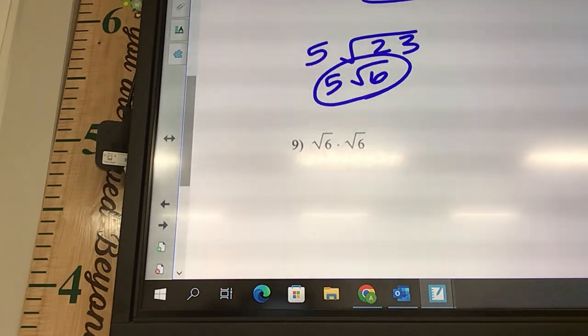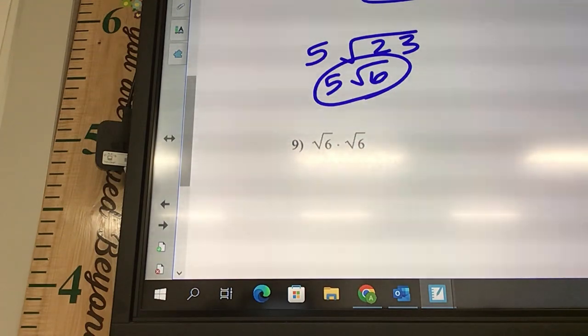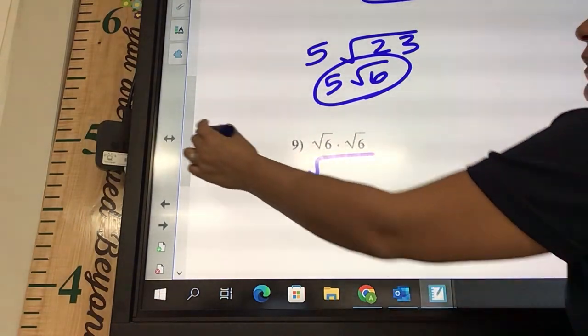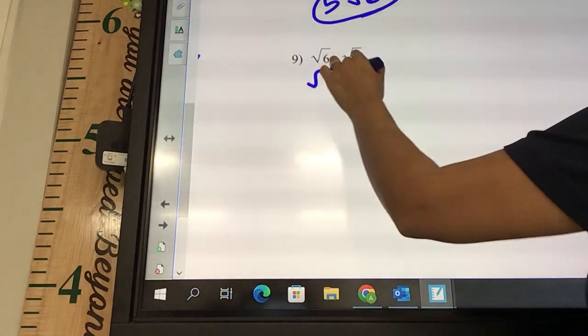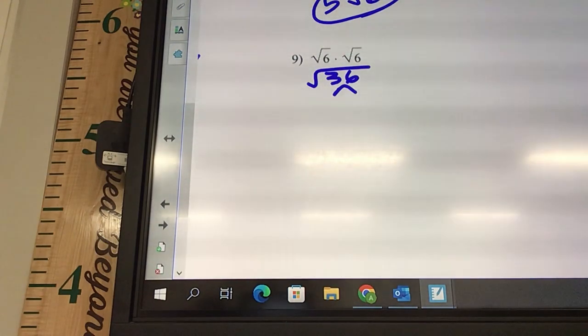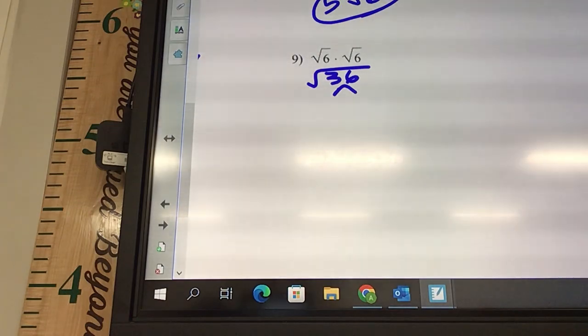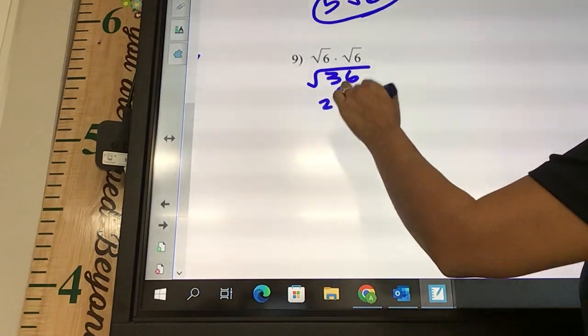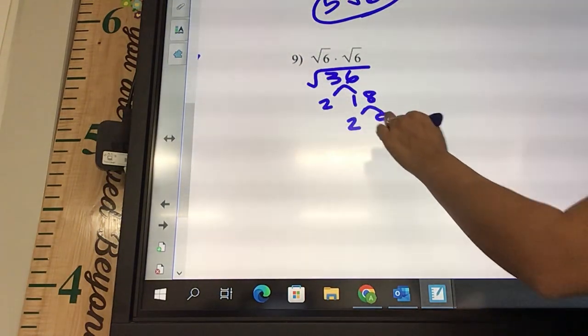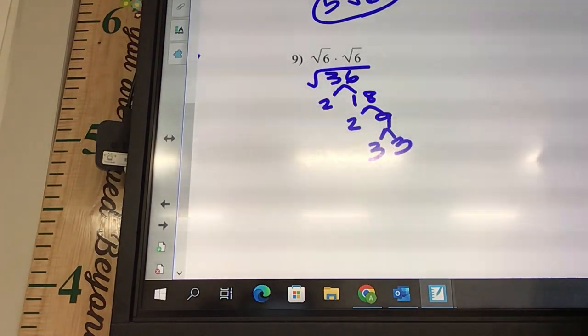Number 9. Our index is the same. Yes, they both have a baby 2 there on the outside, or there's nothing. You can look at it. So 6 times 6 is 36. And then what are some factors of 36? Don't all shout out at once. 2 and 18. 18, 2 and 9. And then 9, 3 and 3.